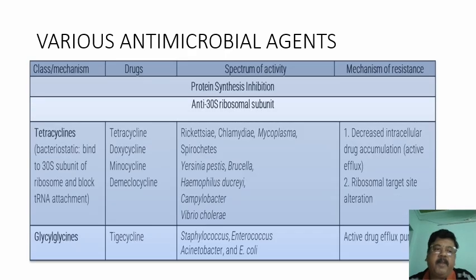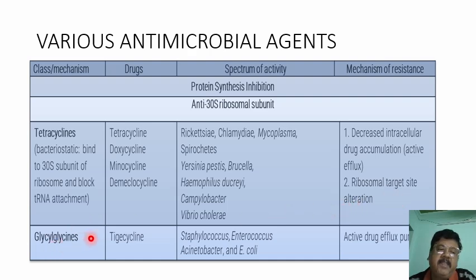Then tetracyclines, which are bacteriostatic, bind to the 30S subunit of the ribosome and block tRNA attachment. Tetracycline, doxycycline, minocycline, demeclocycline. Helpful for treatment of rickettsial infection, chlamydia, mycoplasma, spirochetes, Yersinia pestis, Brucella also, please remember Haemophilus ducreyi, Campylobacter, Vibrio cholerae. How is the mechanism of resistance? Decreased intracellular drug accumulation, active efflux, throwing it out, and ribosomal target site alteration.